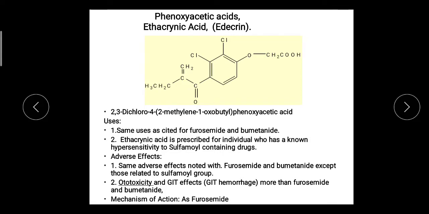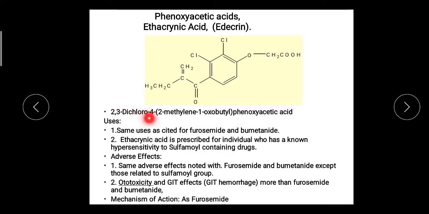Hello student, welcome to the last part of the diuretic. Up till now, under loop diuretic, we studied two drugs, furosemide and bumetanide. Now the last class under loop diuretic is the phenoxyacetic acid derivative. Example is ethacrynic acid. Here is the structure of ethacrynic acid.